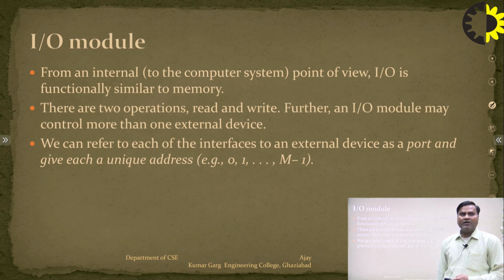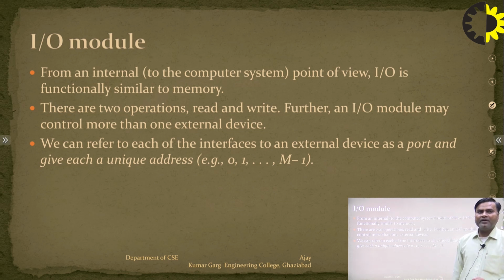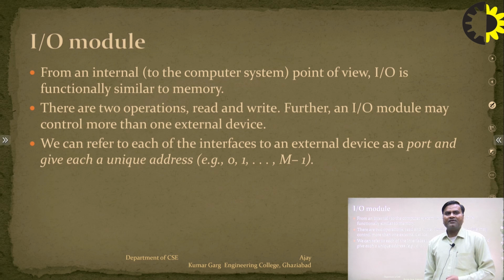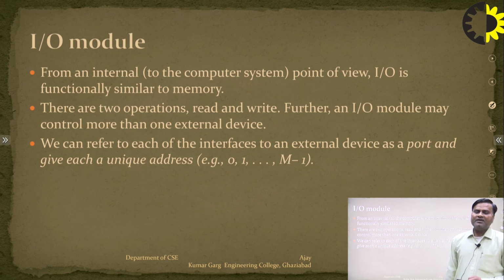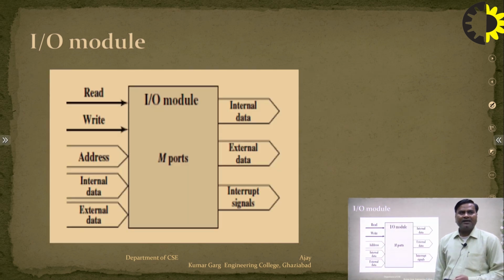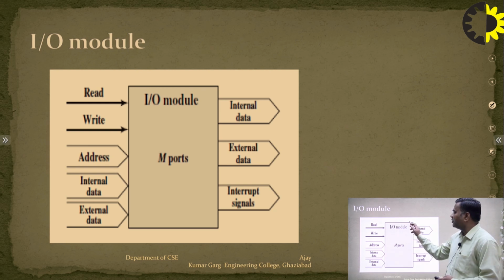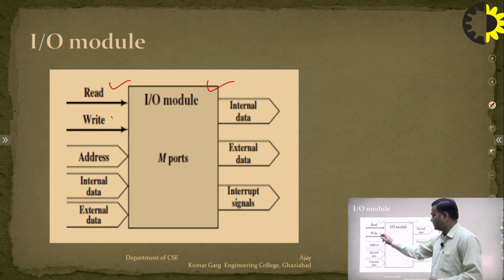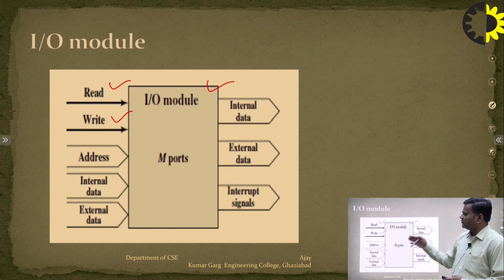Next is the I/O module. From the internal point of view, the I/O module is functionally similar to memory, because in memory two operations are performed, read and write, and in the I/O module also only two operations are performed, read and write. Here is a diagram of the I/O module. We can also see that there are read and write lines, which are also used in the memory module.